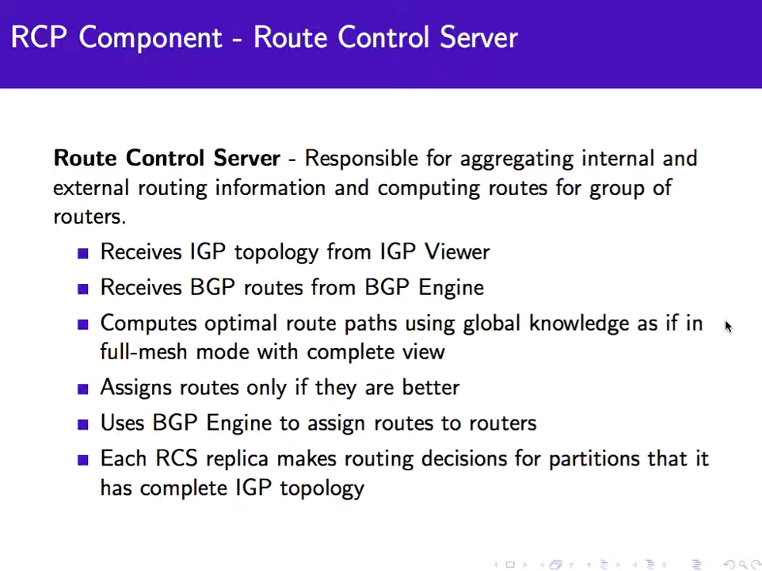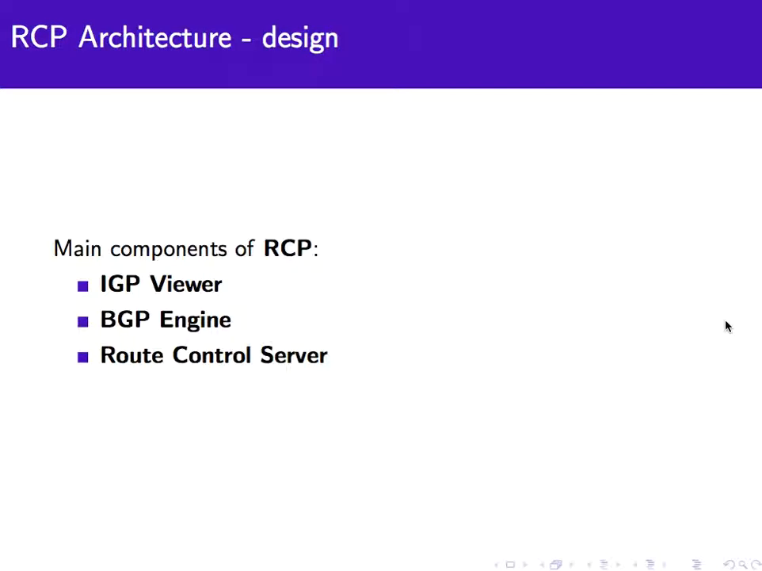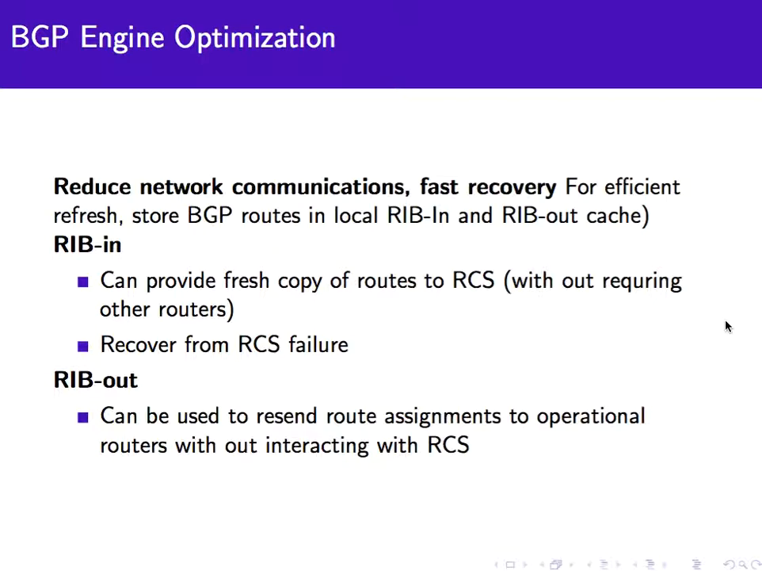And it only assigns those routes in case they're better. Each RCS replica makes routing decisions for the partition for which it has complete IGP topology. The RCP architecture requires at least one instance of an IGP viewer, at least one instance of a BGP engine, and at least one instance of a route control server. But for resiliency purposes, you can have multiple versions of these things, and we'll discuss resiliency a bit later on.